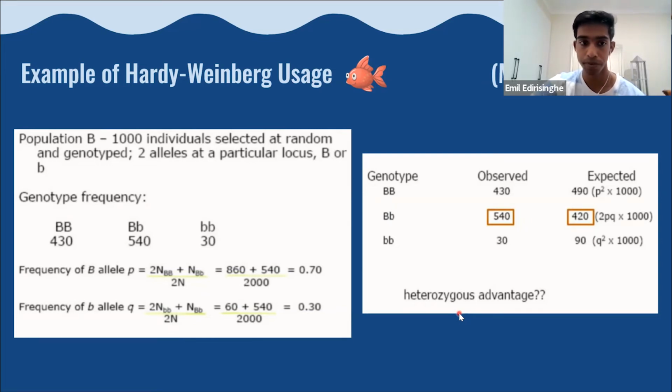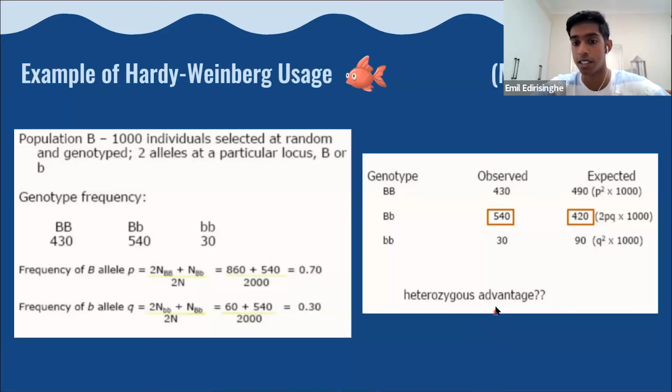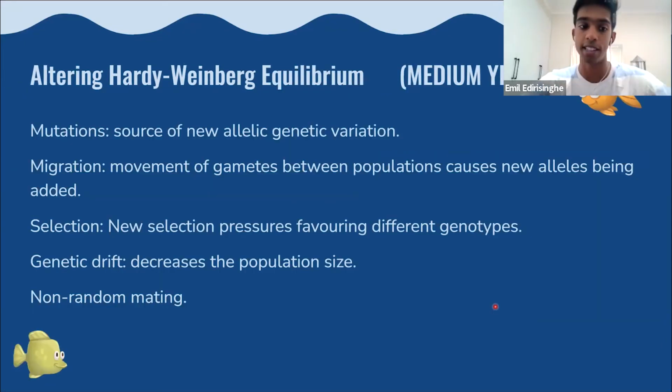Okay, so I mentioned briefly that there are certain things that can cause the Hardy-Weinberg equilibrium to be changed, and these are the main ones. There's mutations, which can be a source of new allelic genetic variation. There can be migration, so the movement of gametes between populations. Selection, so selection pressures, for example, favoring different genotypes. The one we talked about before is a really good example of that, because perhaps the heterozygous individuals are getting a selective advantage, and as a result, they have a survival advantage. Then there can also be genetic drift and non-random mating.